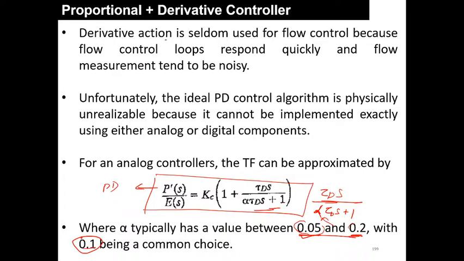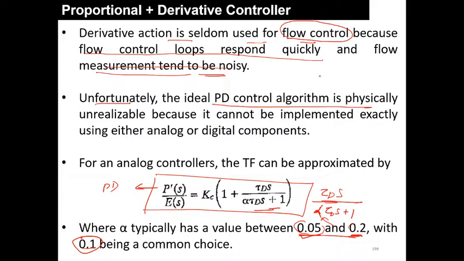So derivative action is seldom used for flow control. Generally, derivative control is seldom used in industry for flow control, because flow control loops respond quickly and flow measurement tends to be noisy. We have to control the flow very quickly, and also this measurement is very noisy. Unfortunately, the ideal PD control algorithm, as I told earlier, is physically unrealizable.